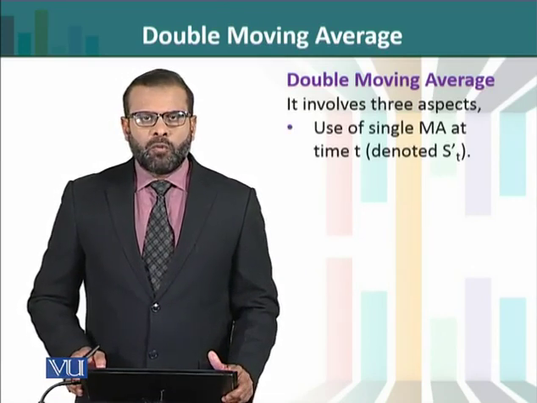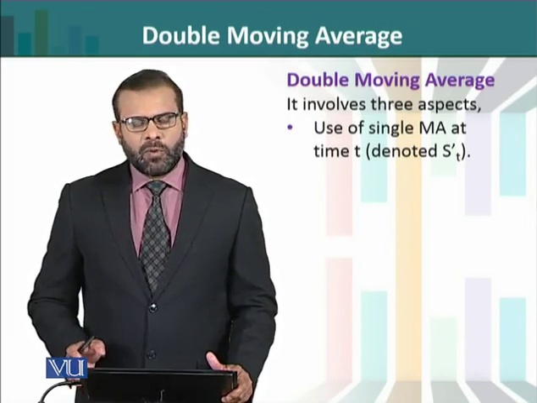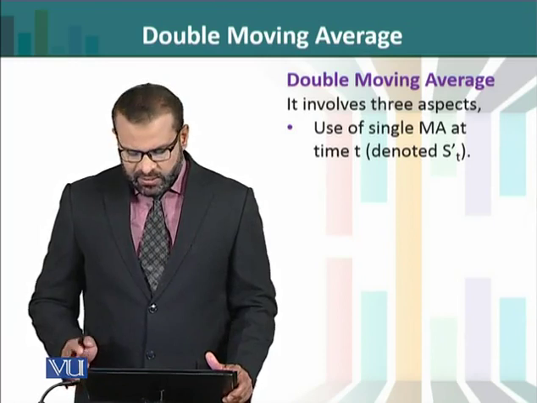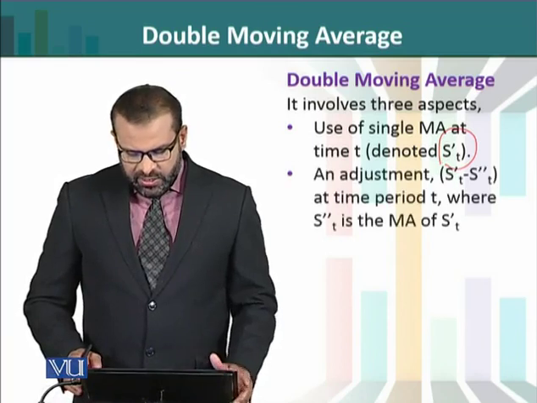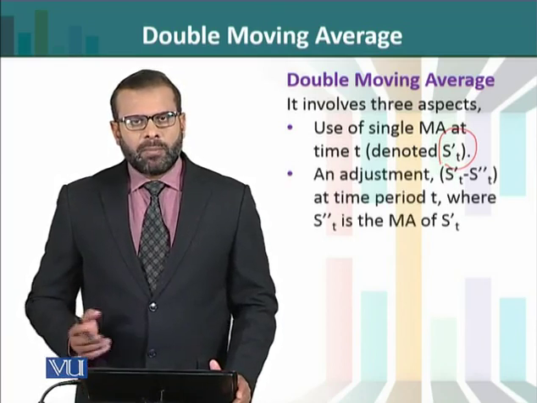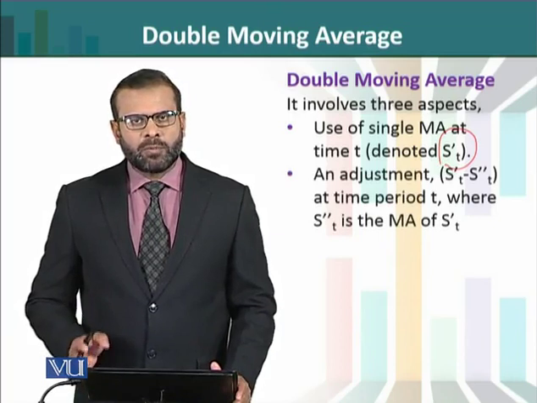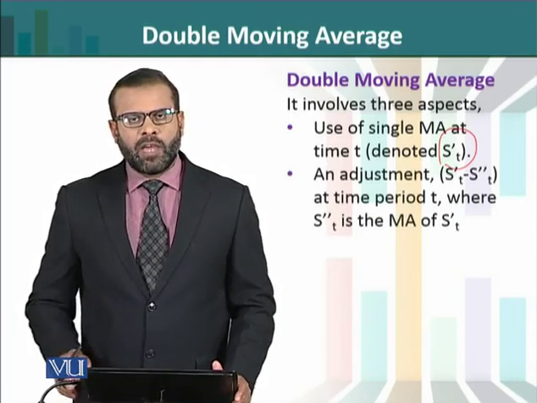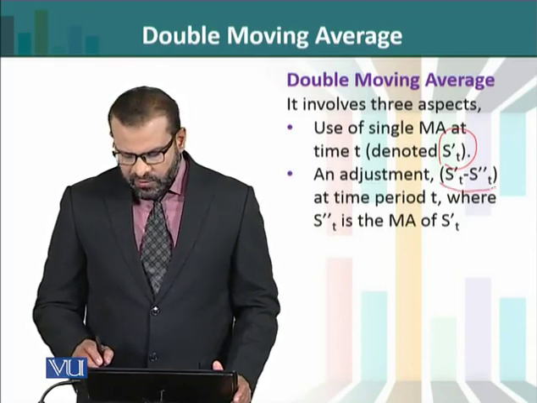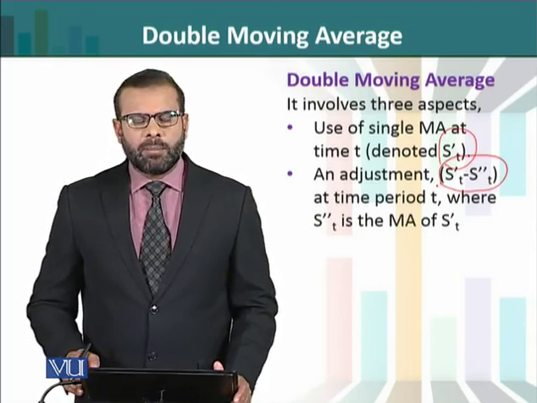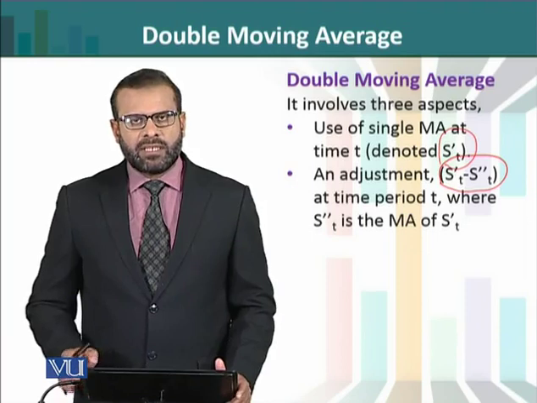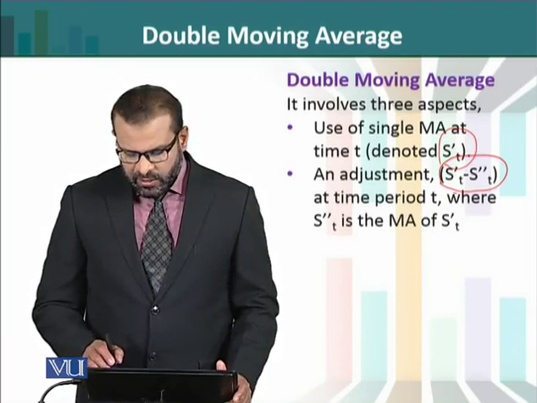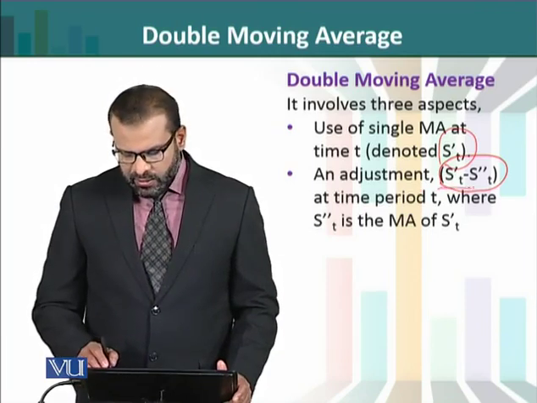There are three stages involved in this approach. At the first step, we calculate the moving average for the observed time series. We denote it by S_t prime. At the second stage, we calculate another smoothing of the smoothed data which we have obtained at the first stage. S_t prime is the smooth values obtained at the first step, and S_t double prime is the smooth data obtained at the second step. We make an adjustment for every time period using this difference.